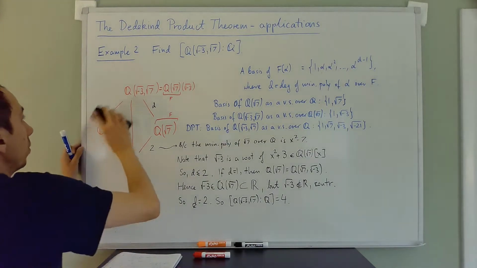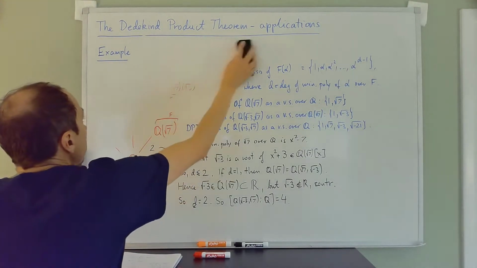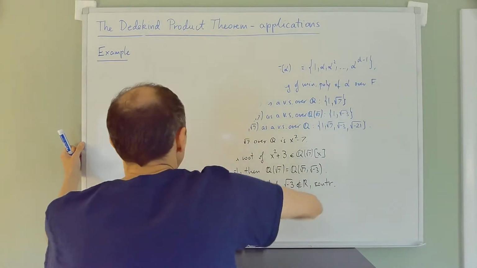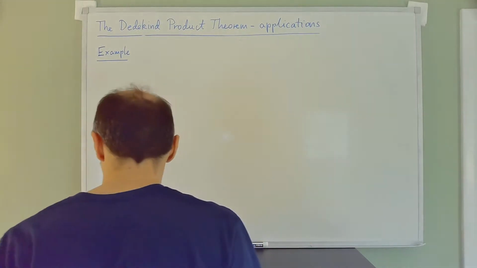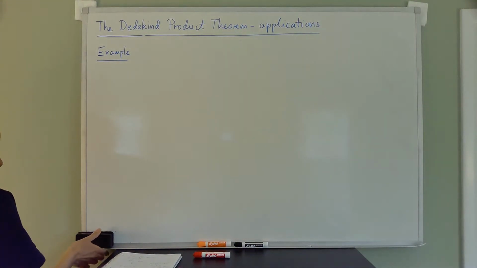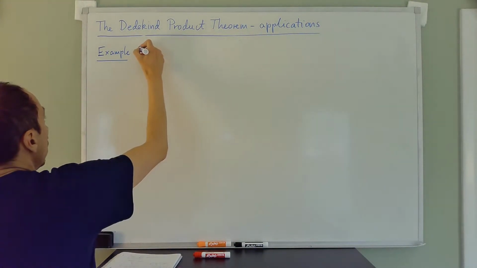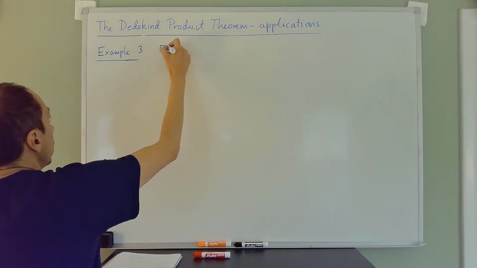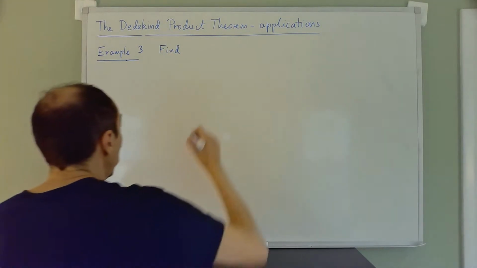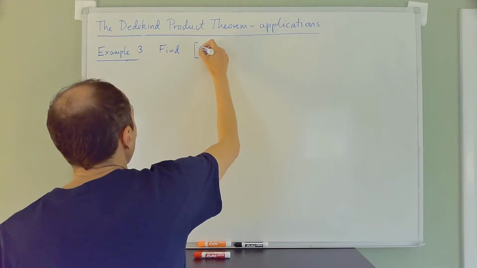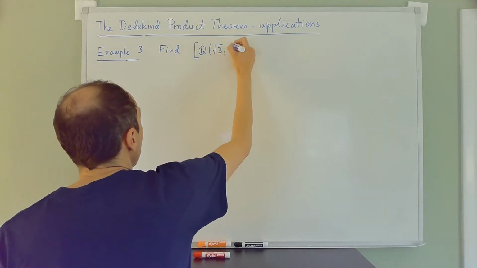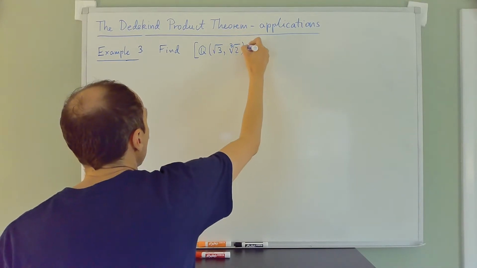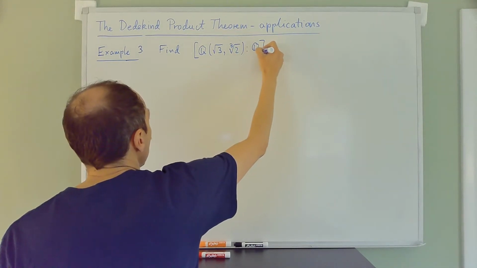Okay, let's do another example. Example 3: find the degree of Q adjoined radical 3, cube root of 2 over Q.